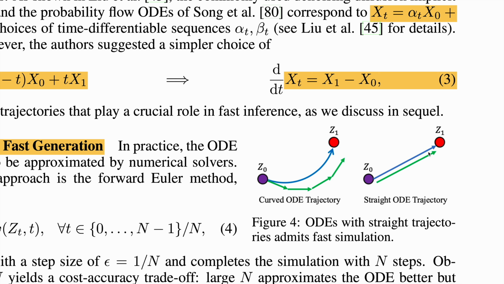That's why they've become so omnipresent. That's why Stable Diffusion 3 is using them. That's why SAM3D is using them. They have a straighter path, and therefore, because it's a straight path, it's easy to go from Z0 to Z1 in a single step.